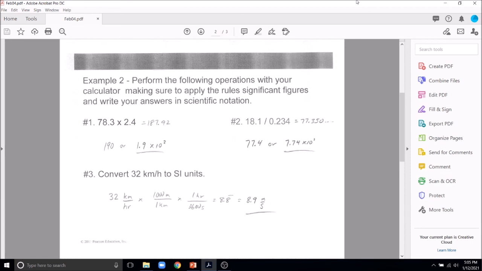Now, if we look at the original number we started with, 32, 2 significant digits. Our answer has 2 significant digits, so we can accurately say 8.9 meters per second. That would be the correct answer here.